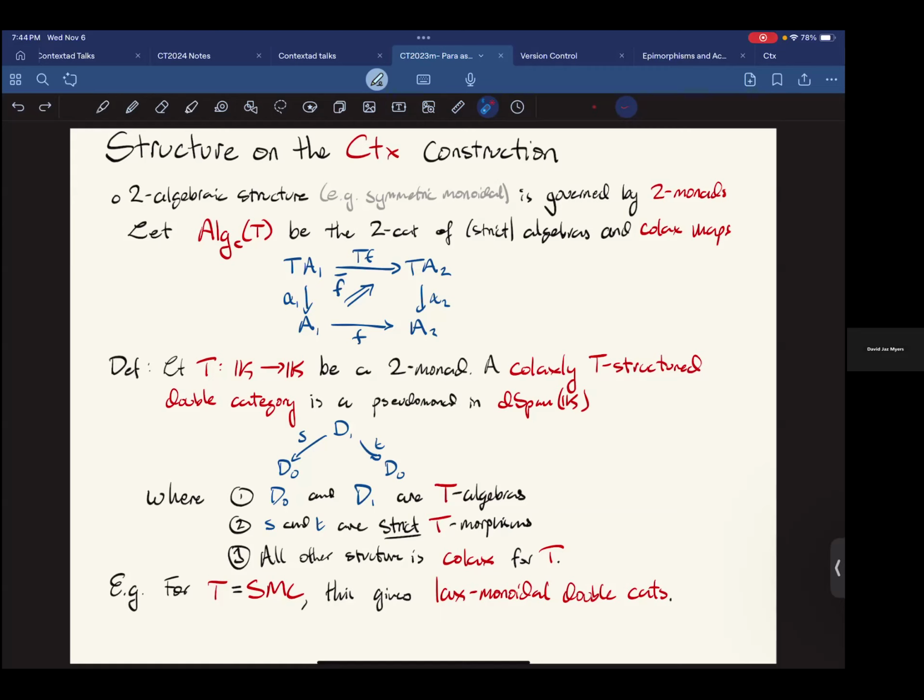And so we will consider the two category of strict algebras. So a two monad is a monad just in the two category, right? So it has to commute with the, it has to be a two functor, but all the structure is strict. It's like one categorical. So we can take strict algebras for it. Those are just algebras for the monad in an ordinary sense.